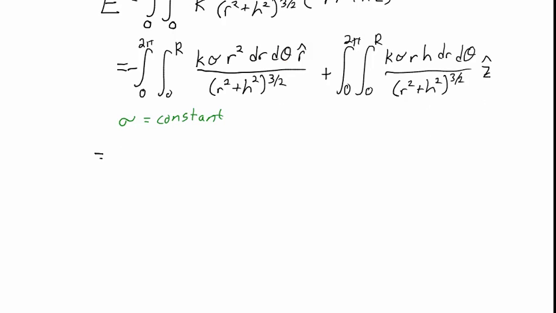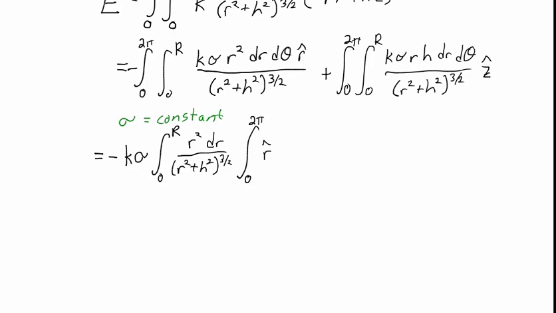So let's look at this first one here. We get negative k sigma. We're assuming that k and sigma are constant. The r integral is the integral from 0 to capital R of r squared dr over r squared plus h squared to the 3/2. Okay. D theta, of course, does not depend on r, and r hat does not depend on r, because r hat, the vector which points away from the center, does not depend on how far away you are from the center. It always points away. But if we do the theta integral, then we notice that r hat does depend on where you are in the circle.